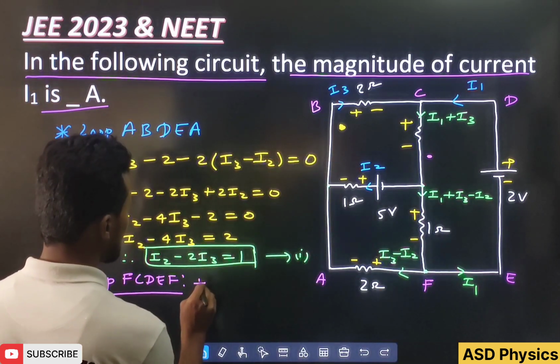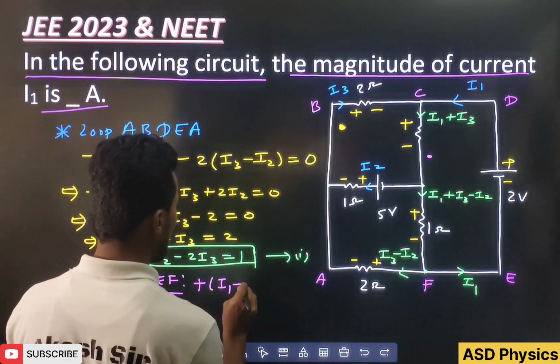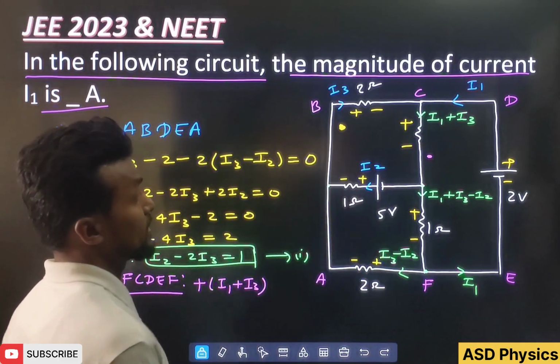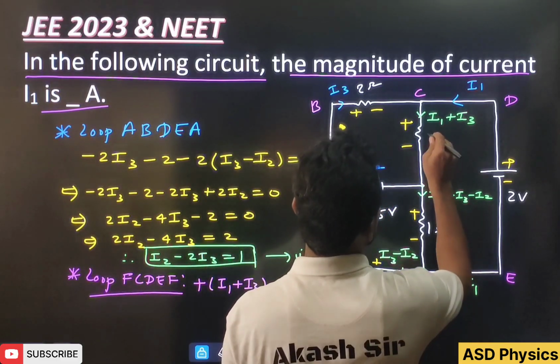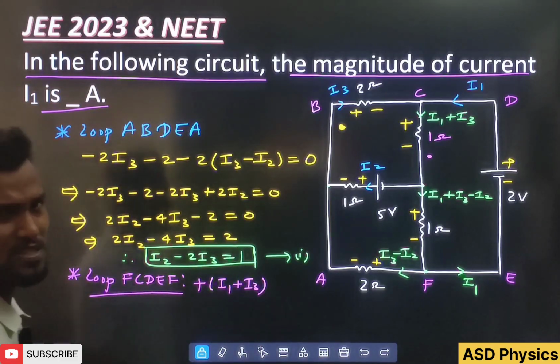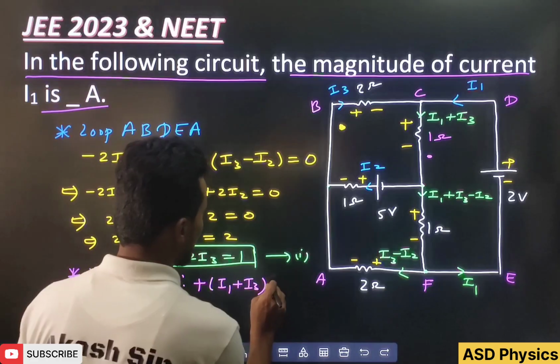So see here, I will write: plus, second polarity, I1 plus I3. Resistance how much here, students? Here resistance is there. Let's take this resistance, actually the 1 ohm is there. I think so, I just forgot to write the resistance. Okay, but see here, this is the 1.